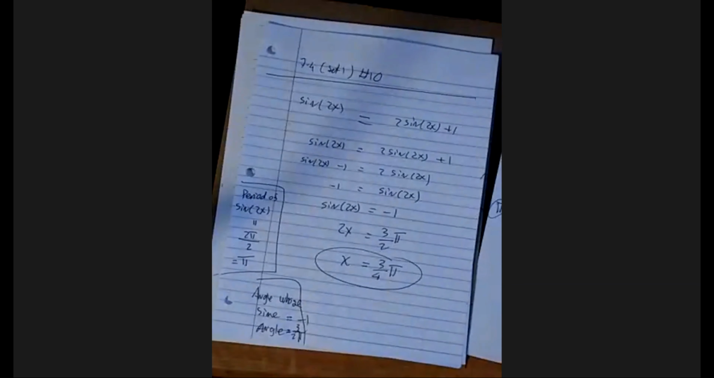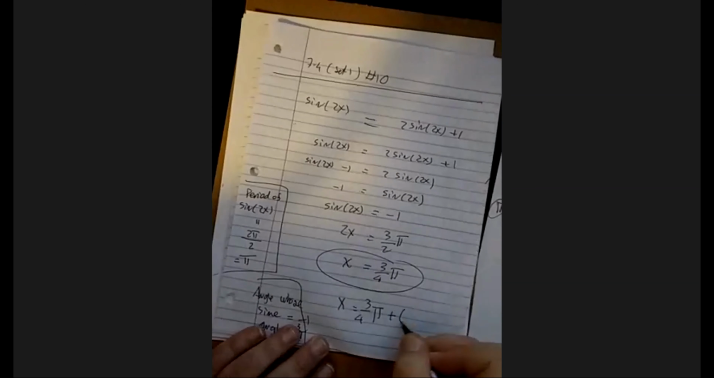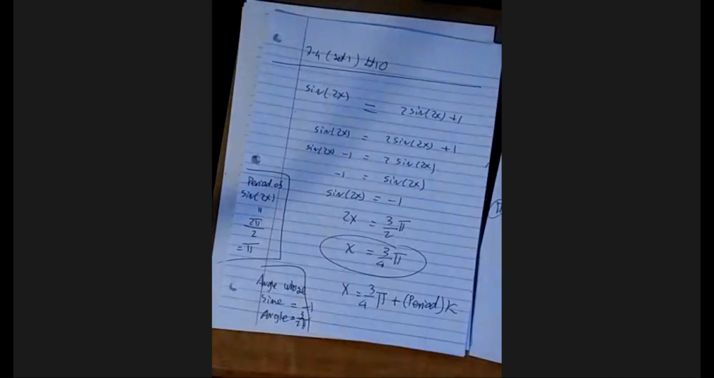The solution is 3/4 pi. And there's nothing wrong with that. It's an answer. But we want all the answers, I'm assuming. Yeah. And the generic version of all the answers is 3/4 pi plus the period times k. Not 2 pi k, although a lot of the time it is. Period times k, right?